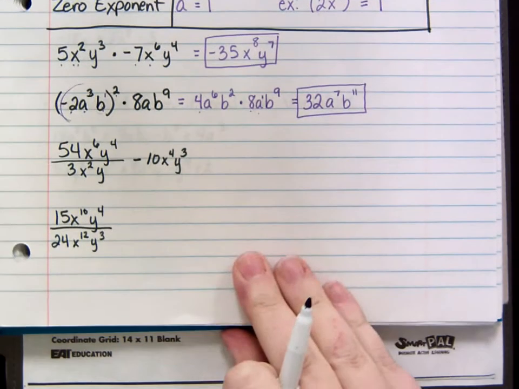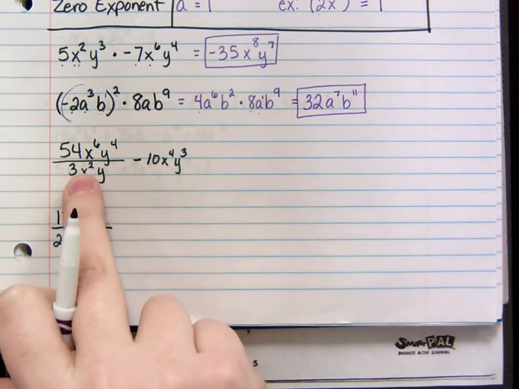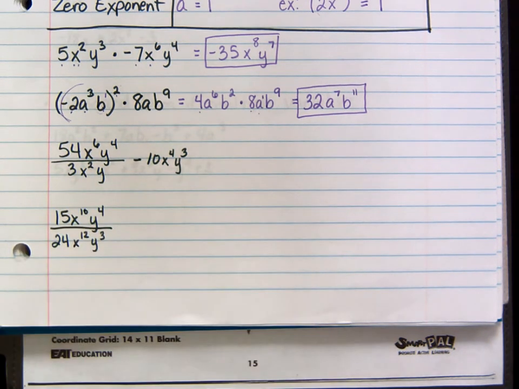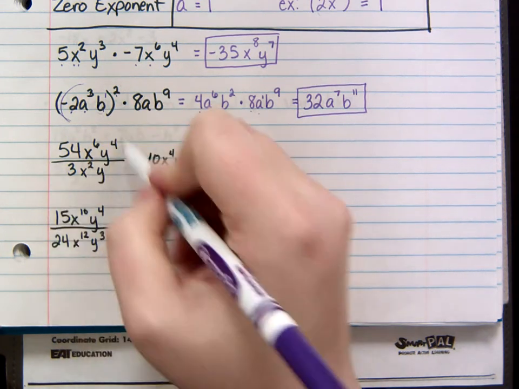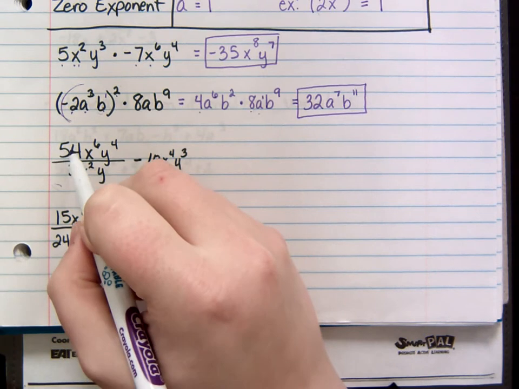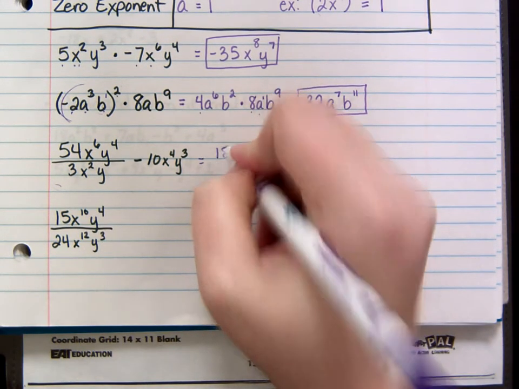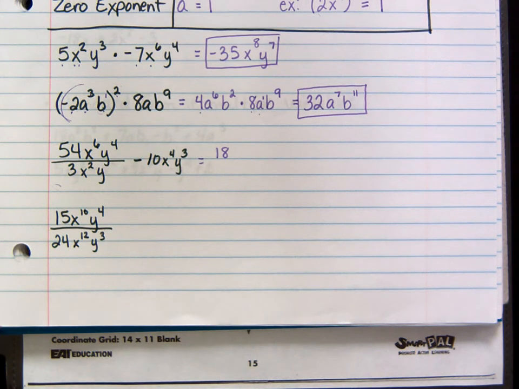Now the next problem, there's 2 parts as well. Order of operations says that the division comes before the subtraction. So we're going to start by dividing here. And again, you just take it one piece at a time. 54 divided by 3 gives me 18. It divides evenly, so there we go.